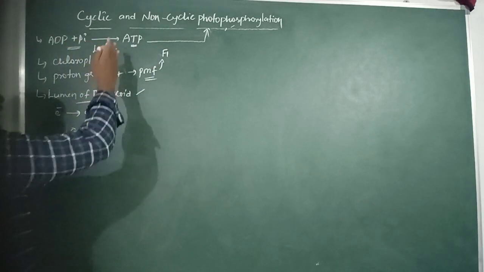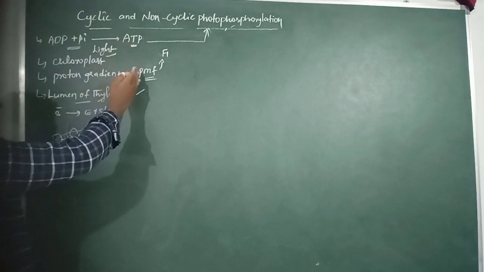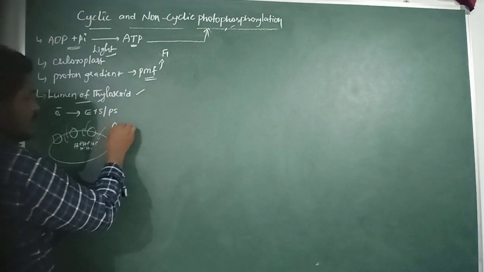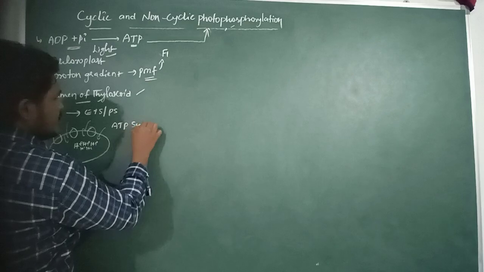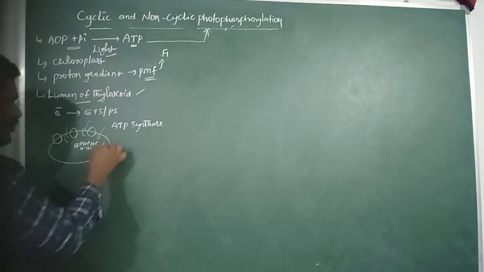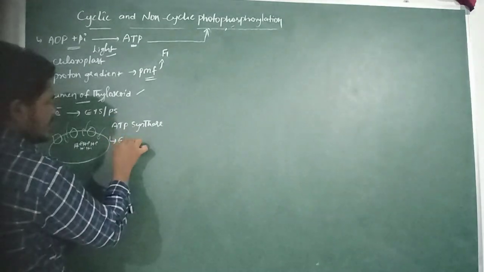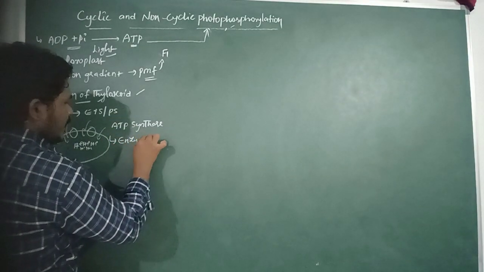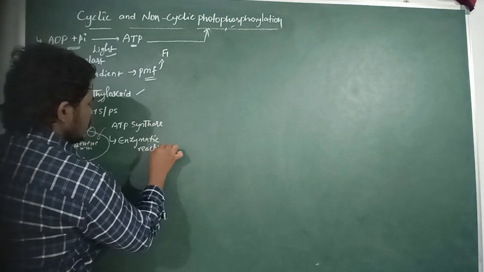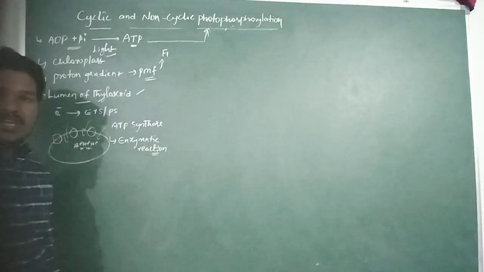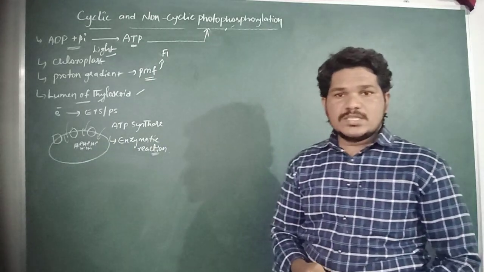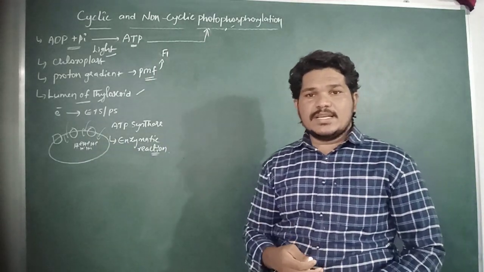So the photophosphorylation reaction is catalyzed by the enzyme ATP synthase. Thus photophosphorylation is also known as an enzymatic reaction. We will later discuss the proton gradient and transportation of electrons in later classes.